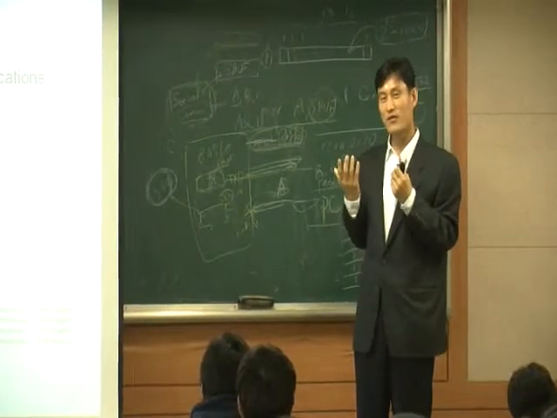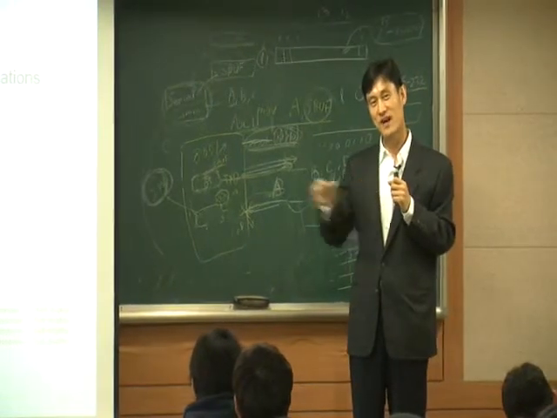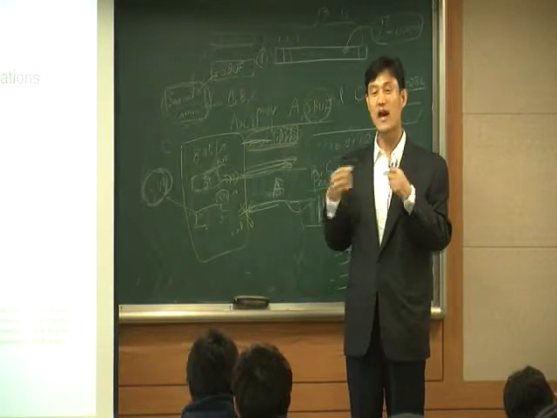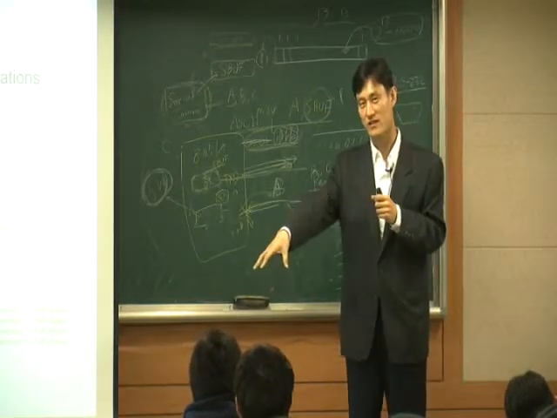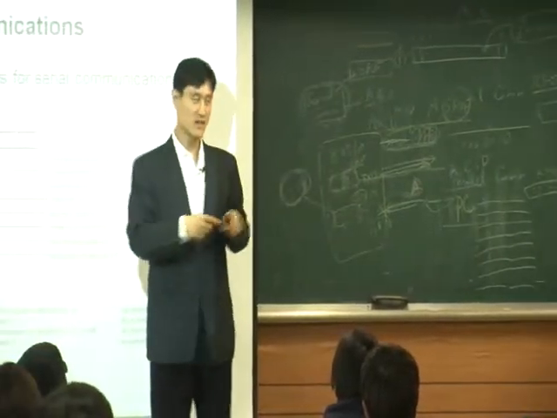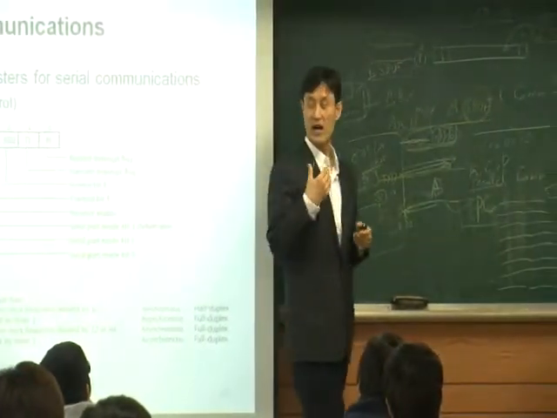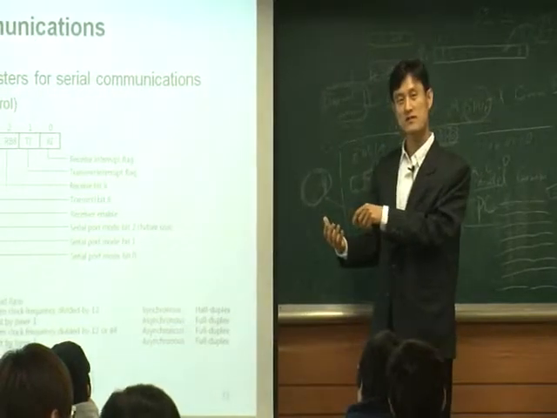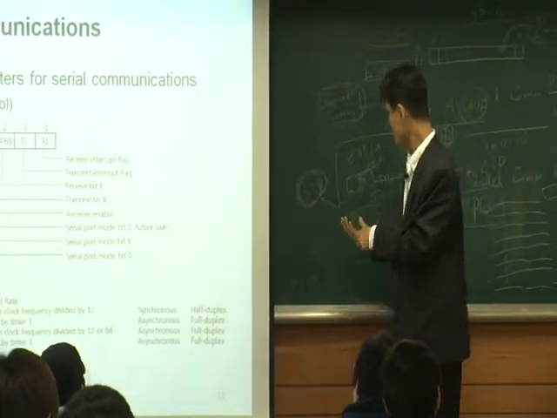Then software receives that interrupt. Okay, now A is finished. Hardware finished the transmission of A. Now it's time to write the next letter. So let's write B. Okay? Same way, the hardware finishes B and sends the interrupt. That's how this interrupt works. Okay?